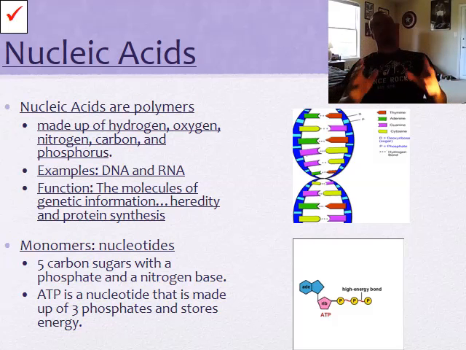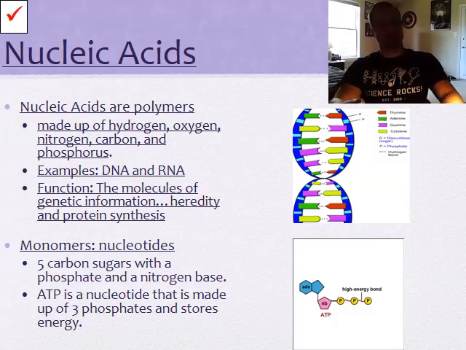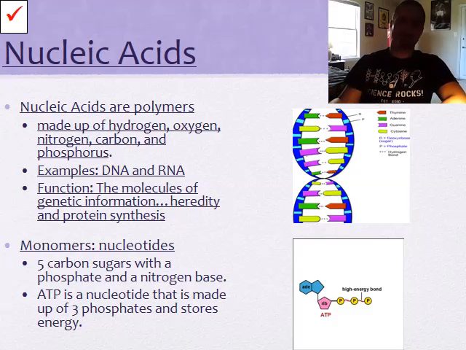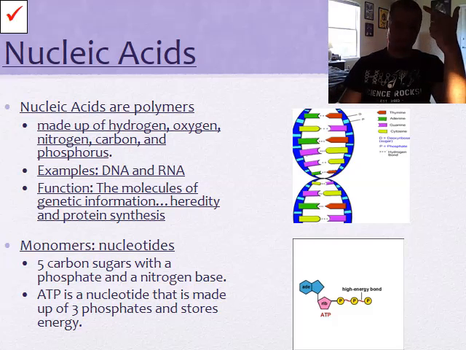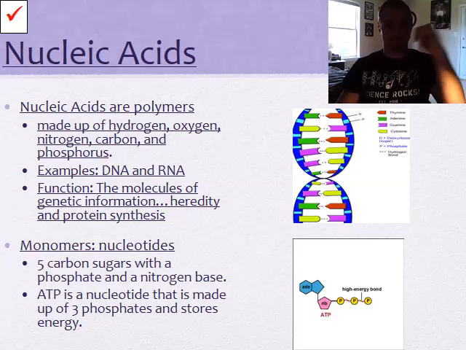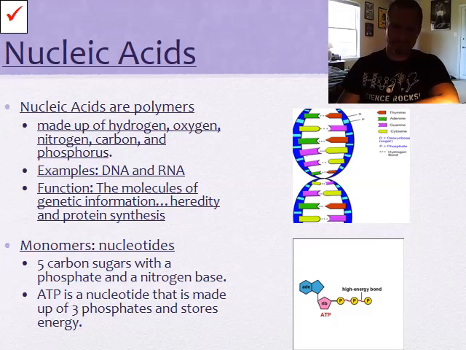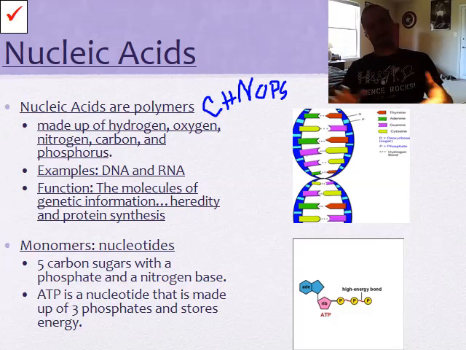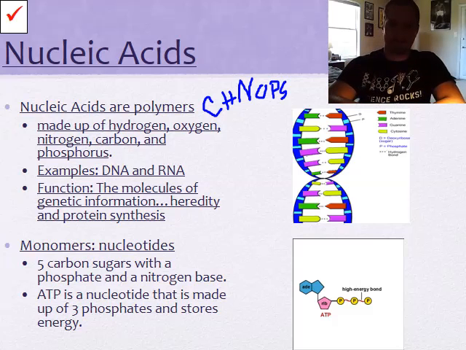So our nucleic acids here. Nucleic acids, once again, are polymers. These polymers are made up of hydrogen, oxygen, nitrogen, carbon, and phosphorus. Sounds kind of familiar, don't you think? That's right, because this makes up, think back to the beginning of the unit, what we call SNCHOPS, the acronym for the most abundant organic molecules found in organisms. Some examples of nucleic acids include DNA and RNA.